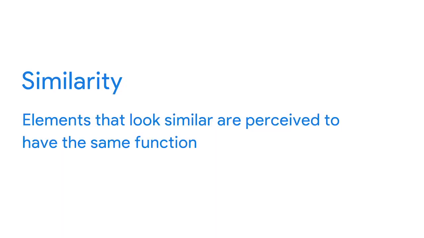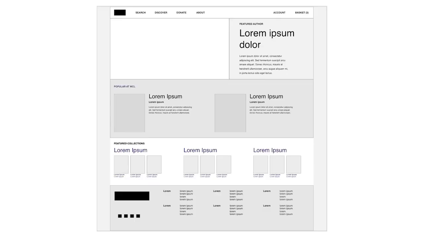Remember, similarity means that elements that look similar are perceived to have the same function. Elements might look similar based on their shape, size, or color. Let's check out how the principle of similarity came to life in my wireframes of the Wisconsin County Library website.